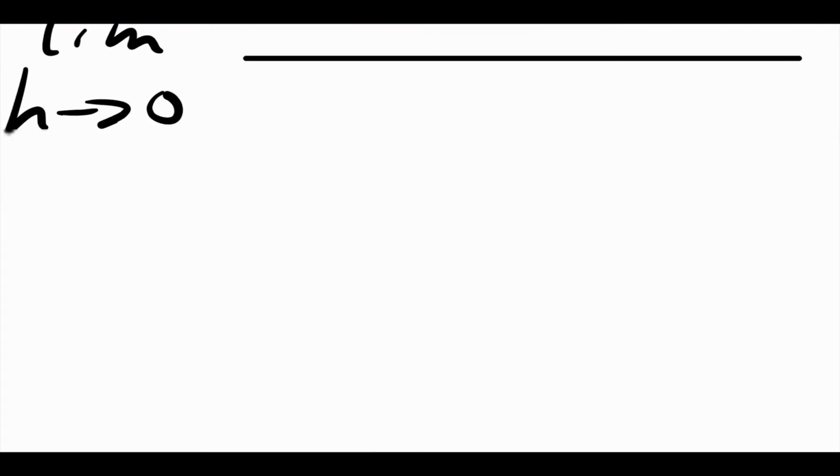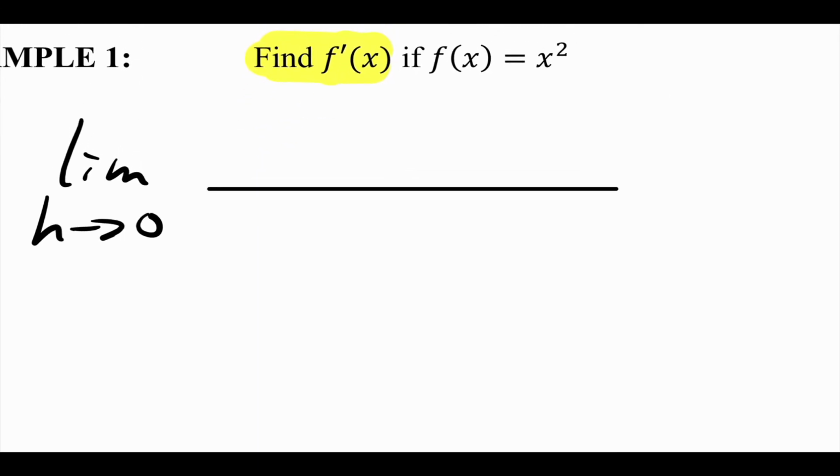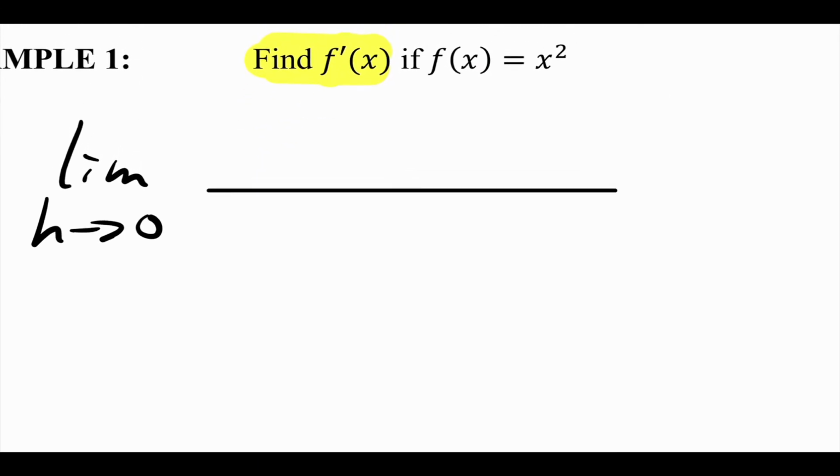Okay? So let's go back down here. So this is our function right here. The only place to plug in anything is right here, right? So what the definition says is the first thing I want you to do is anywhere there's an x, I want you to replace that with x plus h.